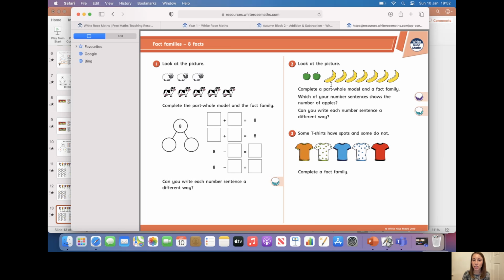So it says, look at this picture. Complete a part-whole model and a fact family for the apples and bananas. Which of your number sentences show the number of apples, and can you write each number sentence a different way? So you need to write all the facts for the apples and the bananas. And then the final question says some t-shirts have spots and some do not. Complete a fact family. So see if you can write all the different facts for the t-shirt. So you need to start off with question number 1, and that's all you have to do. And then if you want a challenge, question number 2 and question number 3.